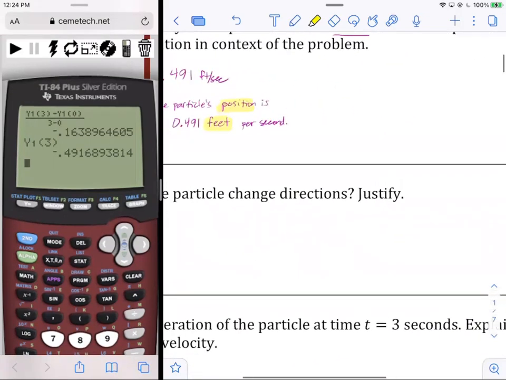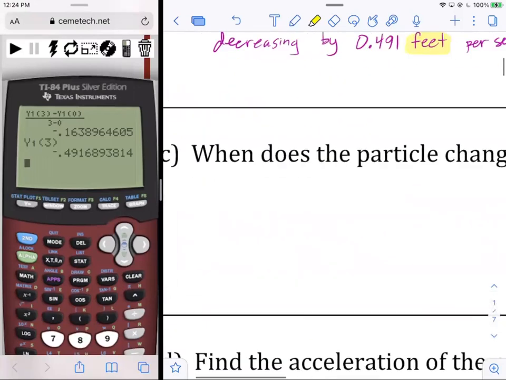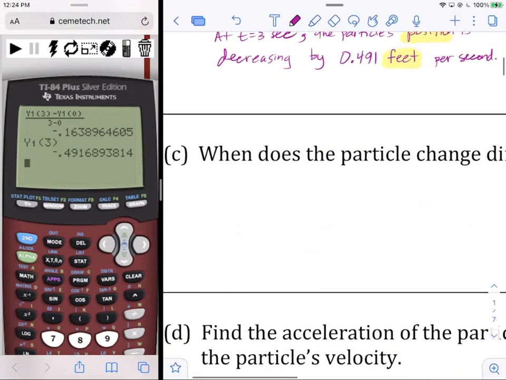When does the particle change directions? Justify. Okay, so we know that that's going to be when the velocity changes signs. In theory, a velocity doesn't have to pass through 0 in order to change signs. In the real world, it does, right? You can't change the sign of your velocity in the real world, in directions, without first passing through 0. Even like atom smashers, where particles are smashed into each other and they change directions rapidly, they still do so by passing through 0. Okay, but in theory, it doesn't need to.